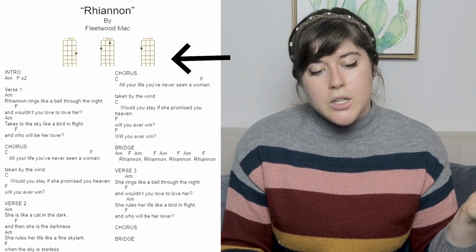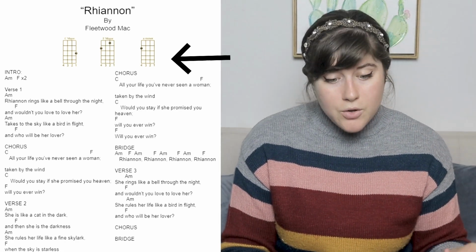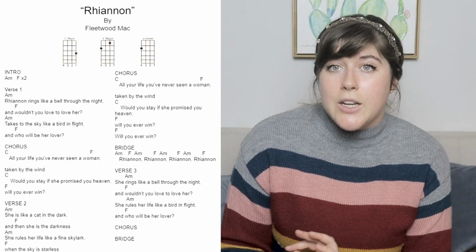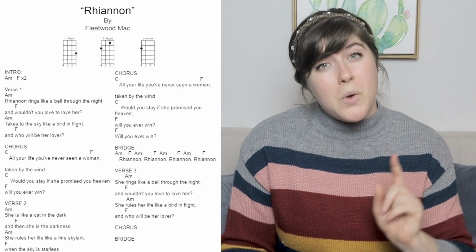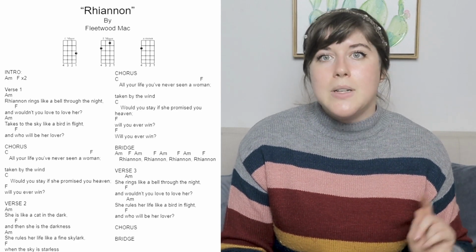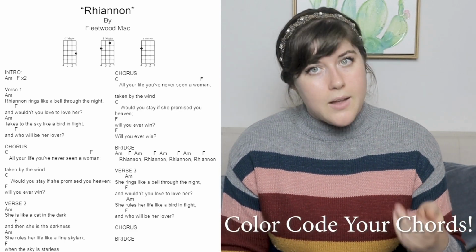So looking at this particular lead sheet, I can see that there's C major, F major, and A minor chords here. The first thing I normally do, especially if I was a beginner or what I'd recommend to my students, is I would assign each of those chords a color.